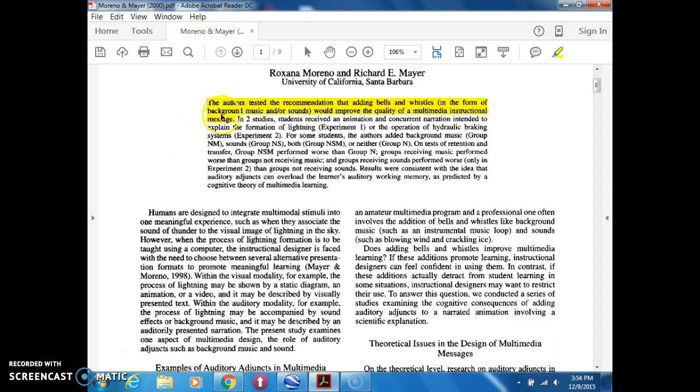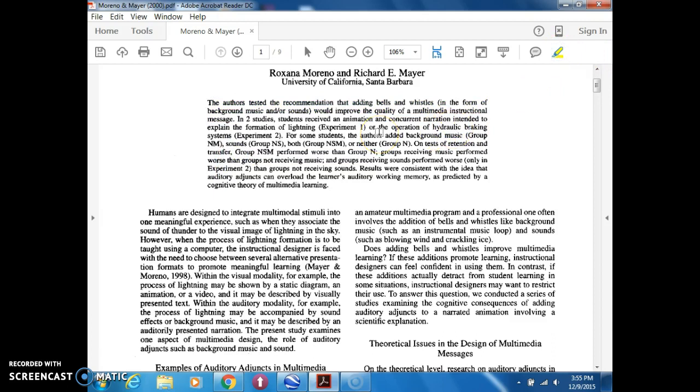So in this case, this is their portion right here. The authors tested the recommendation that adding bells and whistles in the form of background music and/or sounds would improve the quality of multimedia instructional message. This is what they're trying to find. They're testing the recommendation. So is the recommendation that you do add bells and whistles, or is the recommendation that you don't? In this case, the recommendation that adding bells and whistles would improve the quality of multimedia instructional message. So this is what they're trying to discover or find out. I'm going to delete my highlight here.